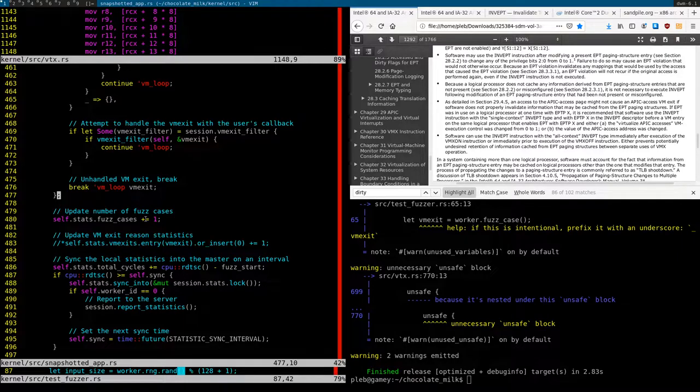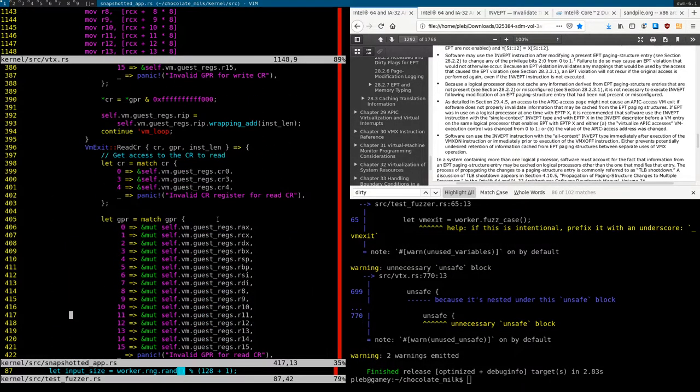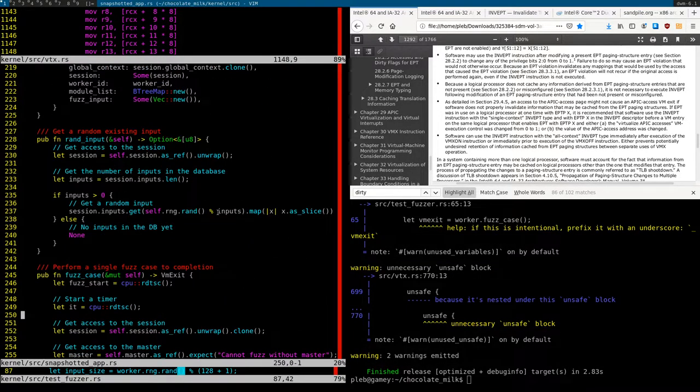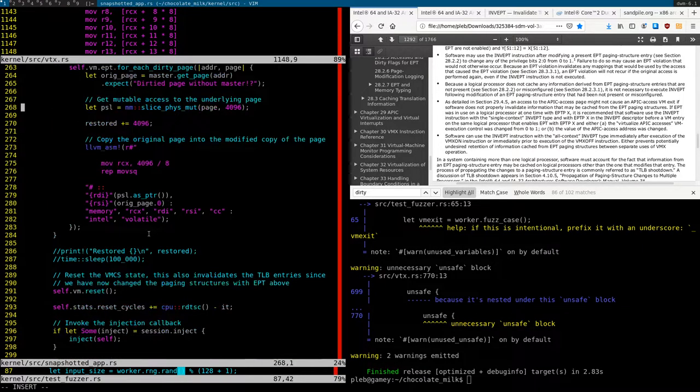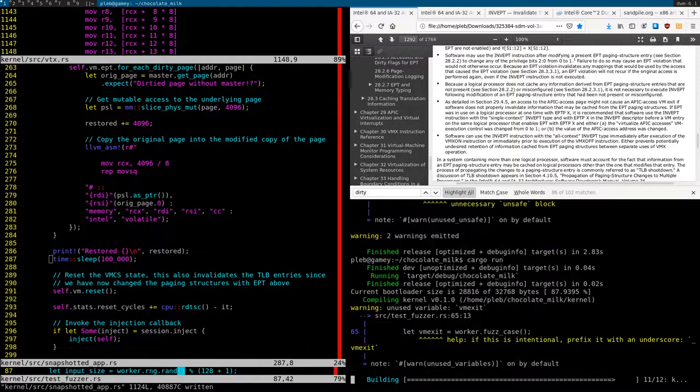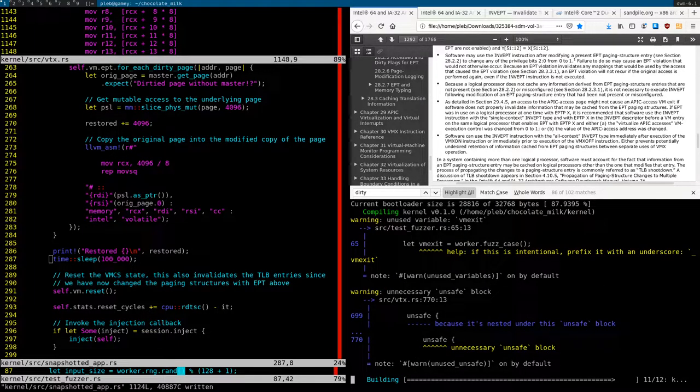I think just fundamentally these VMs are thrashing the caches. It'd be the only thing that makes sense. But wait, they're not doing anything. They're not doing anything right now. Right? So we have them just hitting an int 3.